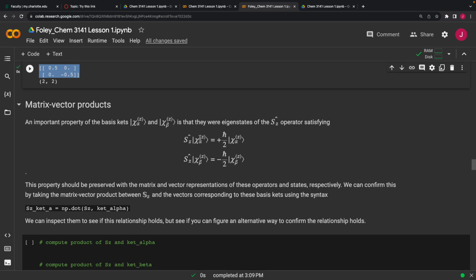M multiplied by V hat is equal to a number, lambda, times V hat, right? This number lambda could be larger than 1, could be smaller than 1, but V hat does not change direction. Multiplication only changes magnitude. Okay. So that's a very special scenario.